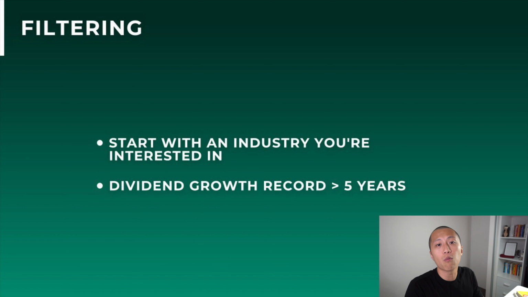So when it comes to my own filtering process, it's pretty simple. I start with industries that I'm personally comfortable with, and within that industry, I will filter for companies who have a dividend growth track record of greater than 5 years. If they have a growth track record of less than 5 years, it's not worth your time, so you should move on anyway.